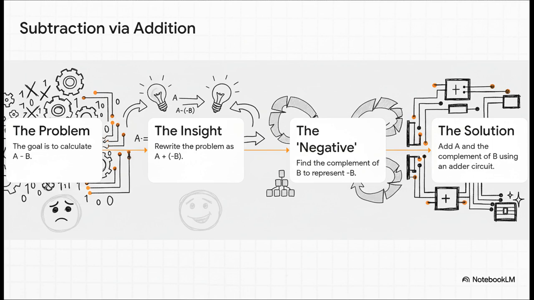So the problem is that direct subtraction is really hard for hardware to do. But the big insight was realizing that a minus b is mathematically the exact same thing as a plus negative b. The solution then was to use a system called complements to find the binary version of that negative number. And the payoff? Suddenly, every single subtraction problem is just an addition problem. It gets handled by the exact same circuit. This one trick is an absolute cornerstone of modern processors, making everything faster and cheaper. It's just brilliant.